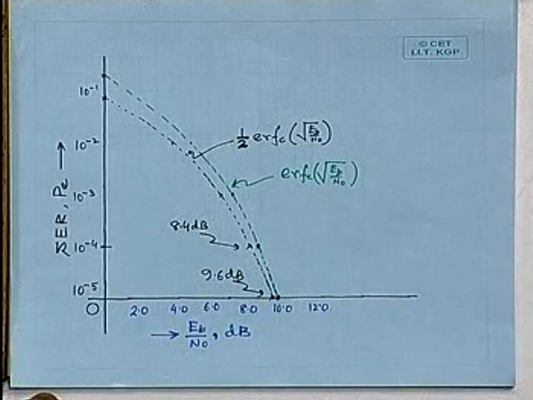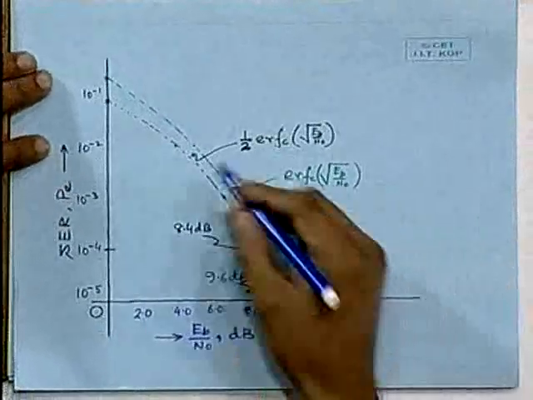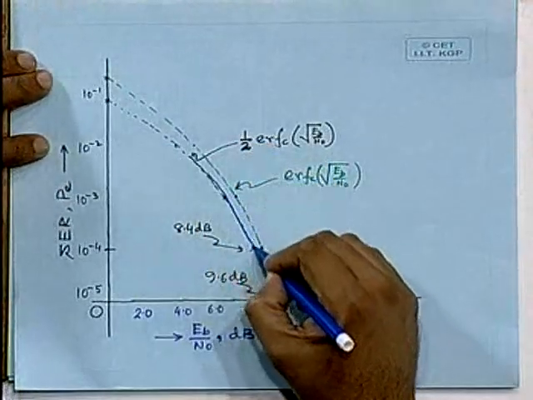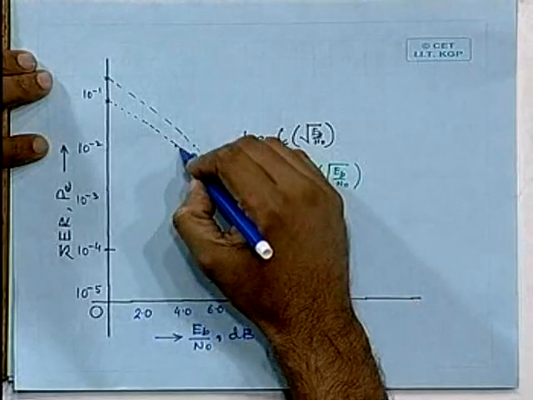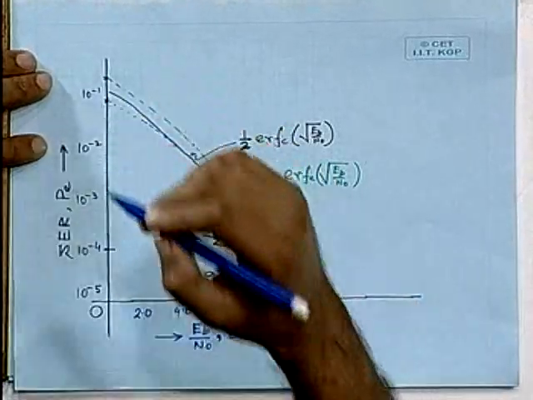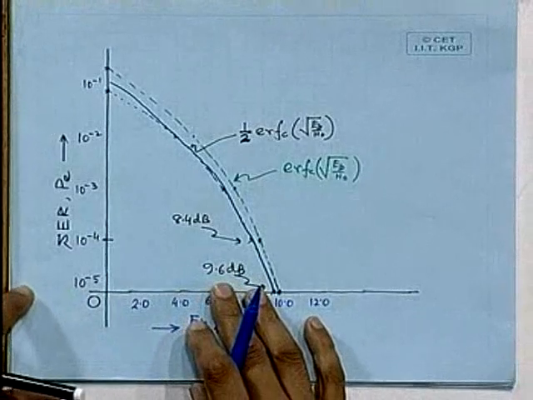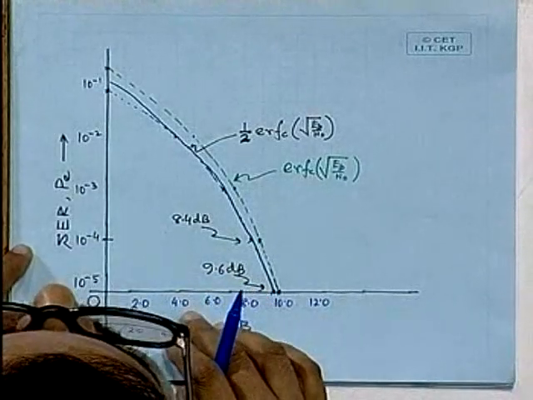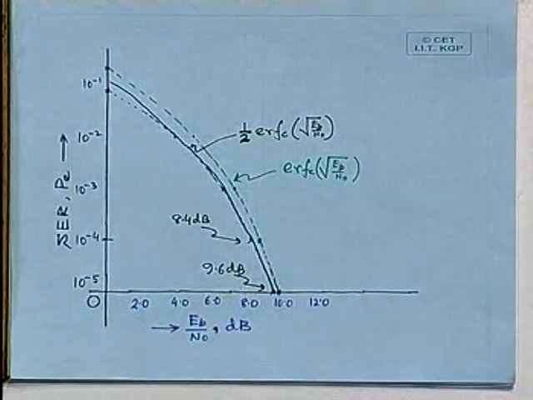Now if I ask you to draw the bit error rate curve for QPSK, I can quickly sketch. How is it going to be? It is going to be the same as BPSK. There will be some deviation here perhaps when Eb/N0 is smaller.